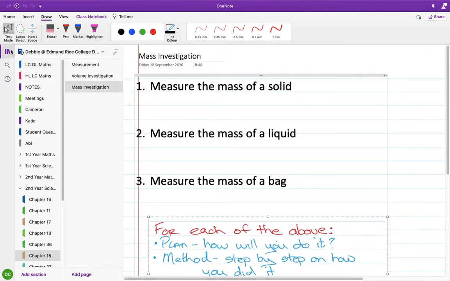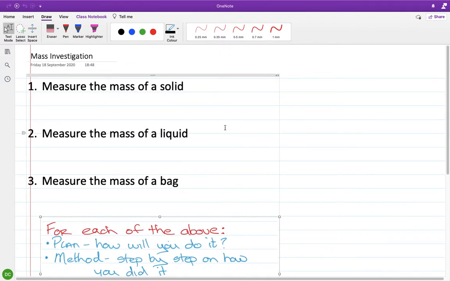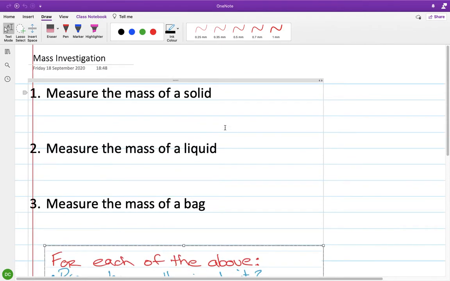So I have a little investigation here, okay? I don't want to say too much about it. I want you to measure the mass of a solid. So a book, a pencil, a pen, a pencil case, a marker, anything that's solid, okay? And then I want you to measure the mass of a liquid. So the most obvious thing would be water that you get out of the tap in the lab. So how do you measure the mass of just the water?